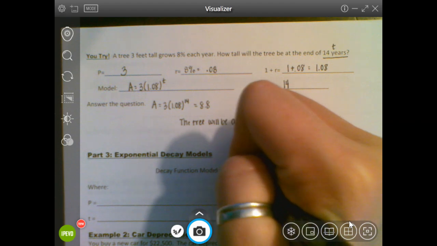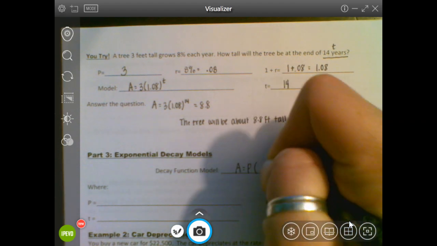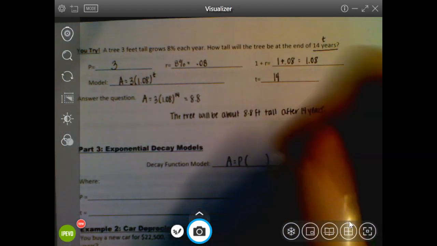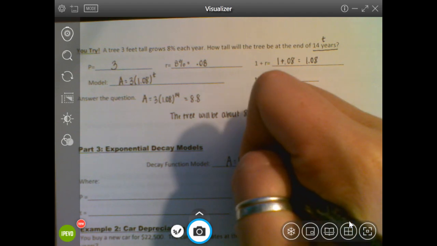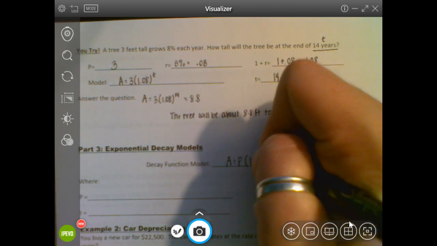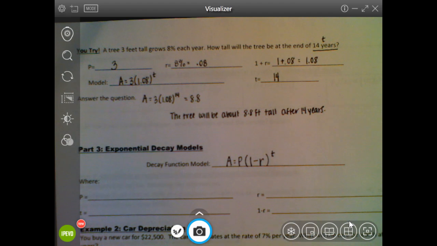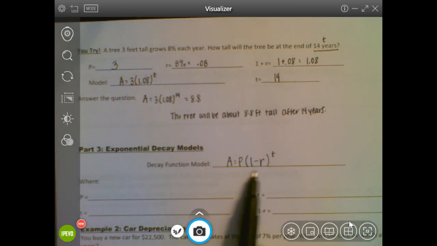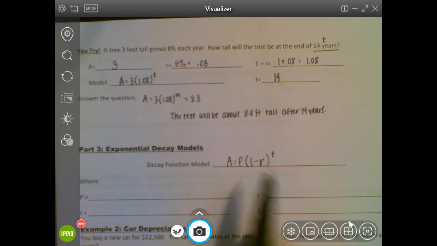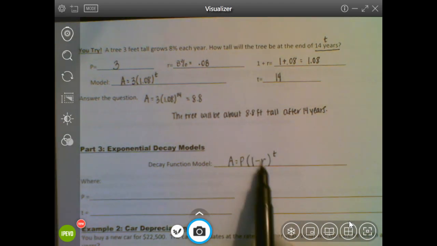So our decay function model is going to start off the same. It's still going to be A is equal to P. We're going to open up a set of parentheses, but in here, this value is actually going to be 1 minus r raised to the t, because we know that in a decay function model, our b value is less than 1, or in between 0 and 1. So whatever our rate is, we want to take away from 1, which will get us that value somewhere in between 0 and 1.